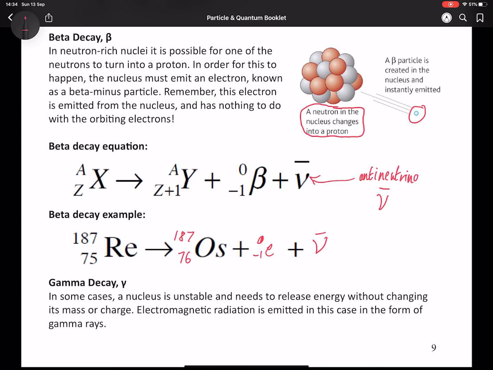Now, gamma decay is largely irrelevant at this stage. Gamma is just the emission of extra energy, so there is no equation that you need to know. If gamma was to be included, it would just be an addition of a gamma symbol at the end of an alpha or beta decay.